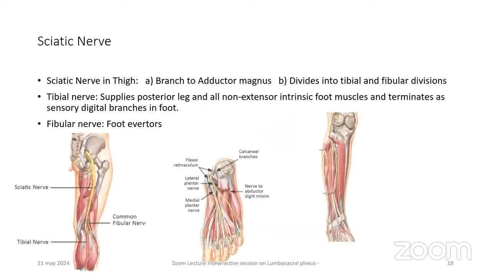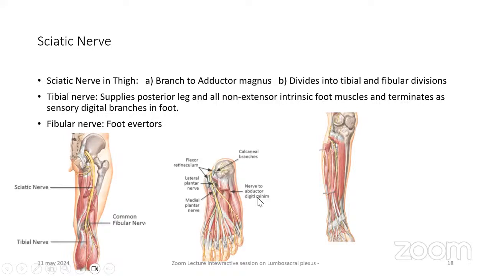The sciatic nerve in the thigh gives a branch to adductor magnus, and divides into tibial and fibular divisions. The fibular division is earlier called common peroneal. The tibial nerve supplies the posterior leg and all the non-extensor intrinsic muscles, and terminates as sensory digital branches in the foot. The fibular nerve supplies the foot everters. So these are the nerves that you can see in the diagram. And the most important is the tibial nerve, which divides into lateral plantar nerve and medial plantar nerve.